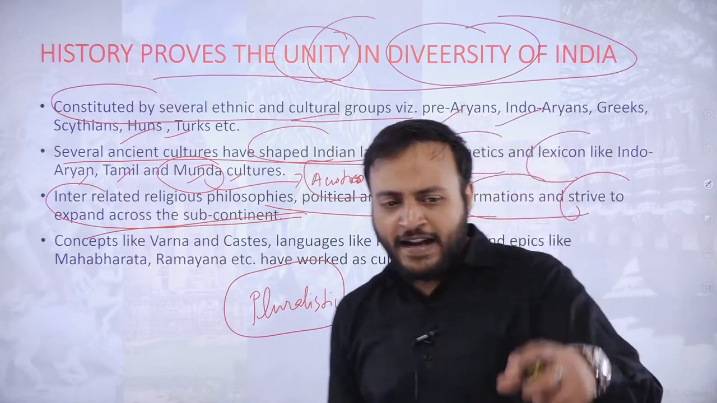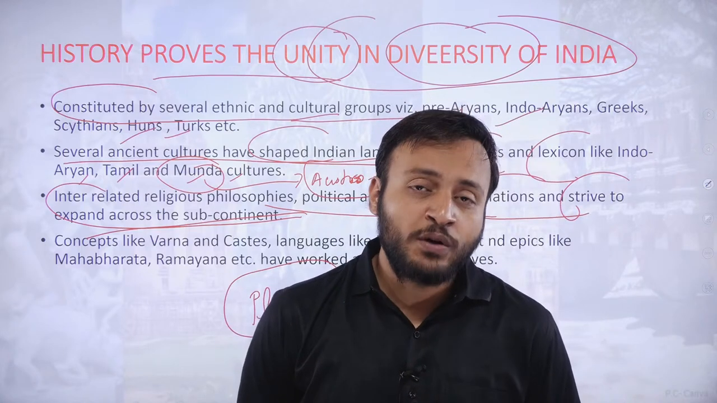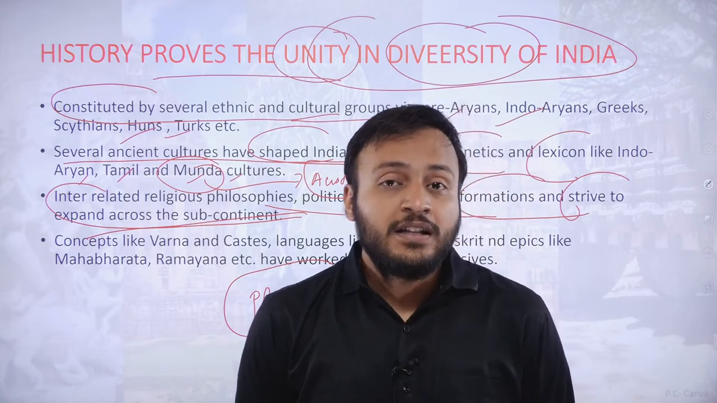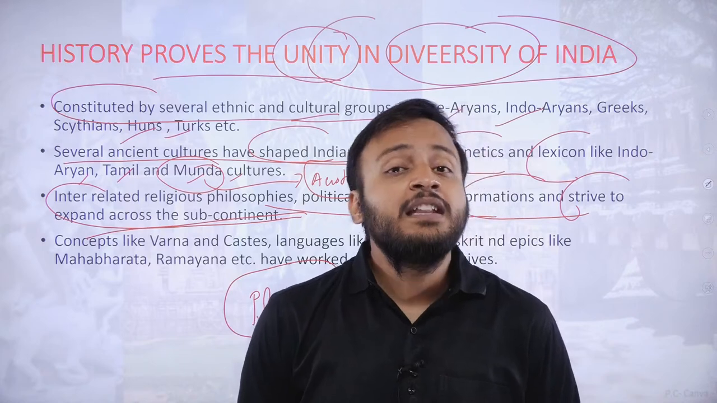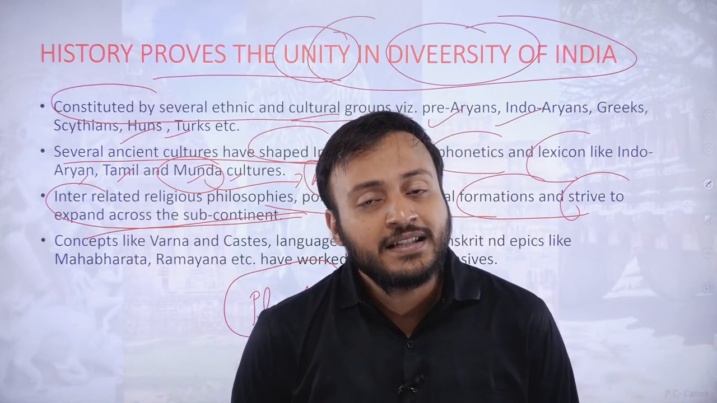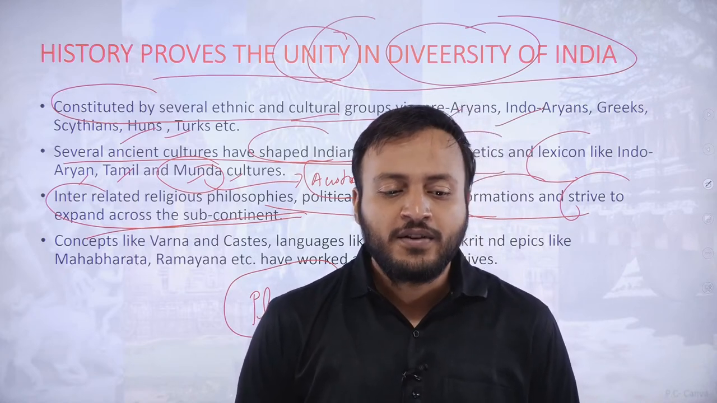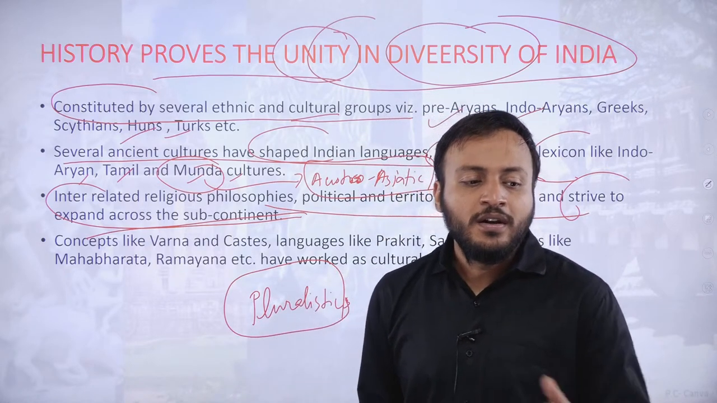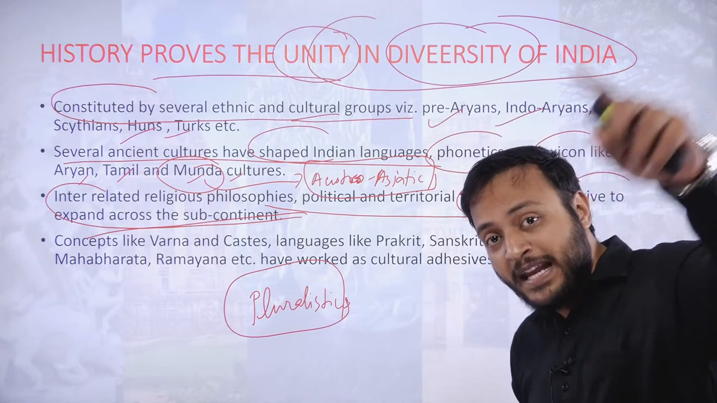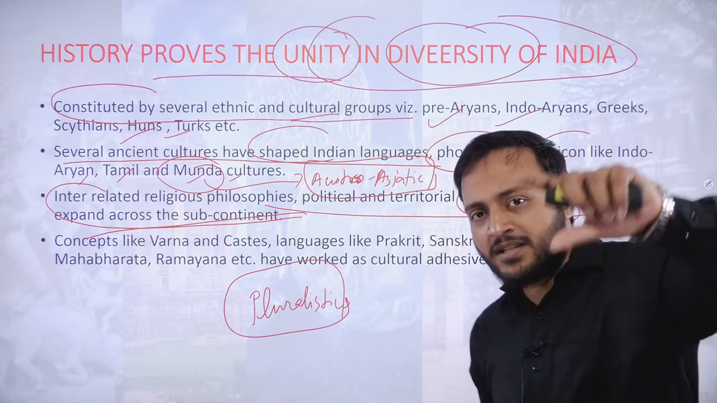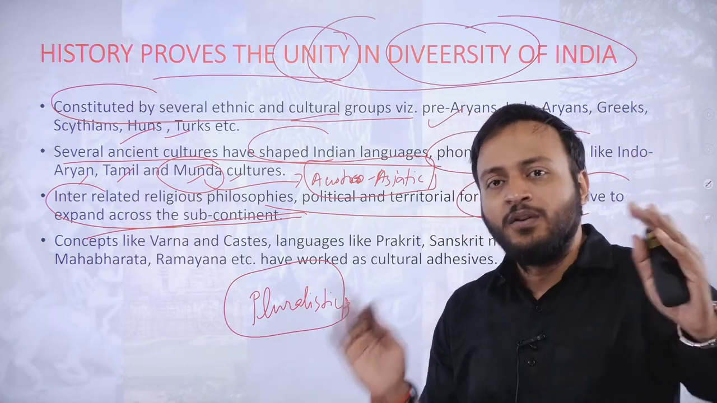Okay. In fact, let me tell you that even the literary text like the Vishnu Puran, right, describes that the land of Bharatvarsh is that in the north of which lies Himalayas and the south of which lies the great ocean, right? So this is how they used to tell about the Indian subcontinent. They were aware that this place is a common place. This entire stretch of the land is a common stretch of the land and contains the mountains and the oceans.